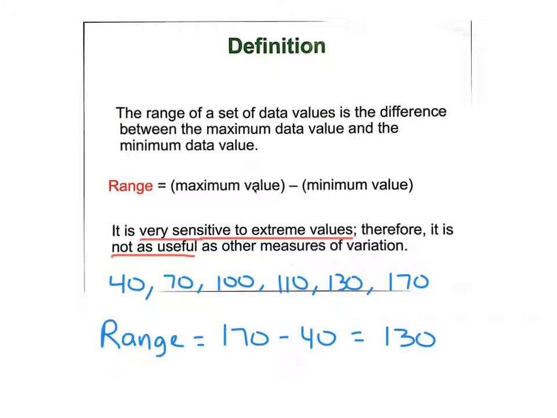One way to do that is by the range. The range is the max value minus the min value, and that's all you have to do to calculate it. I put one example down here: the 170 was the max minus the 40, which is the min, and got 130. Now, one major problem with the range is that it's very sensitive to outliers or extreme values. Therefore, it's really not very useful. I'm not going to use it hardly much at all, only when we have to, but there are 2 or 3 much better measures than the range. You do need to know what range is, so there it is.